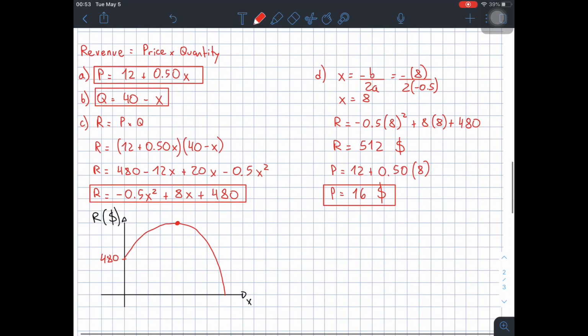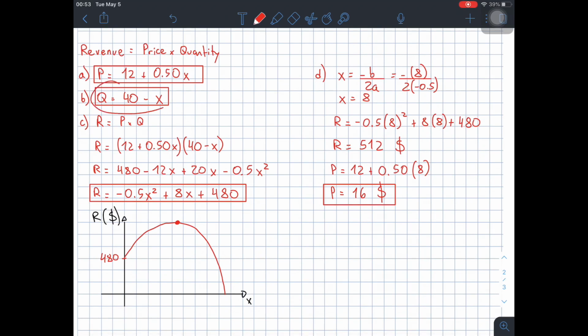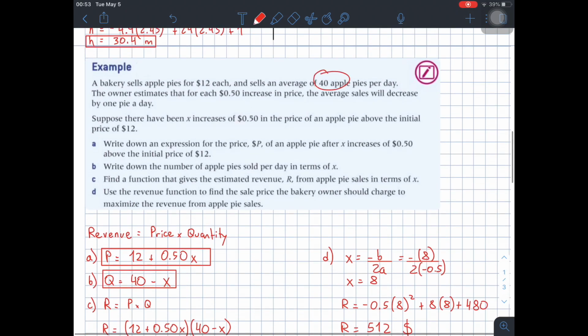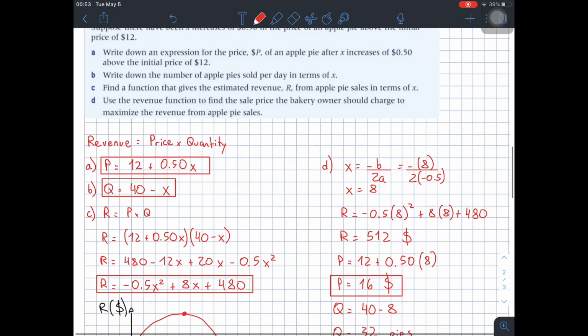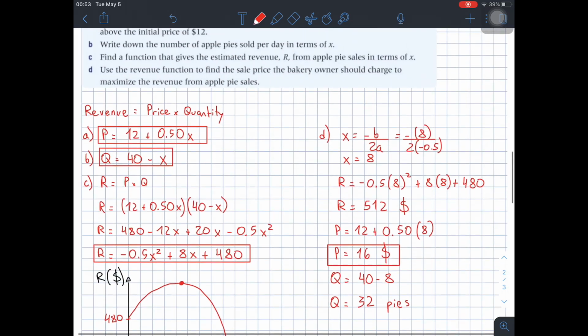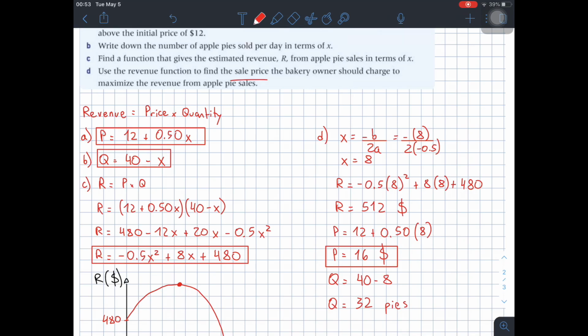And if we want to calculate how many pies we need to make, we should calculate Q, which would be 40 minus x, where x is 8. So the ideal quantity of pies would be 32 pies, instead of 40 pies, which is what we were initially doing, okay? So that's it. We were asked to find the sale price, and we found it, which is 16.